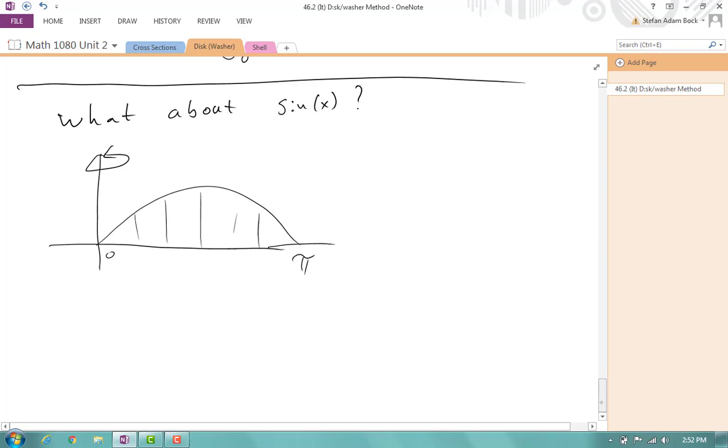And we're going to do that in the next video, which is about the shell method, which is a method of calculating volumes not based on slices, circular slices, but this time with kind of like soup can labels.